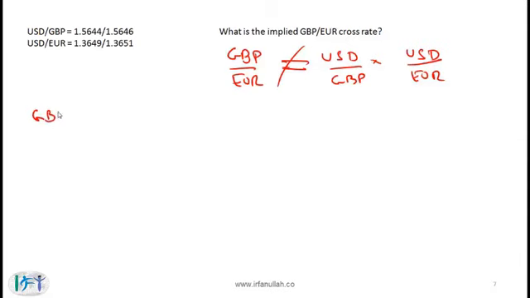GBP to euro can be written as follows. You can write this as GBP over USD multiplied by USD over euro. So if we have this convention, then we can simply multiply out, the USDs cancel out, and we will have GBP over euro.